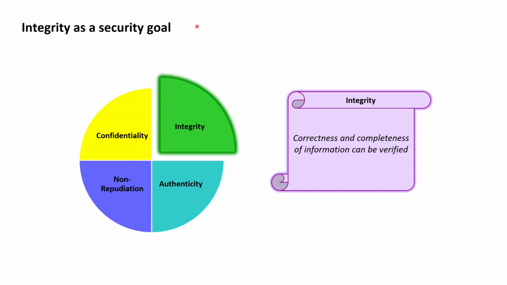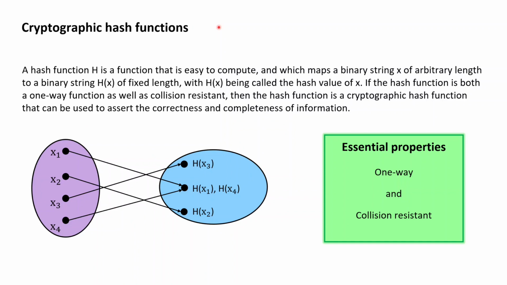The primary primitive with which cryptography can serve integrity-related purposes are cryptographic hash functions. Taking first a quick step back, a hash function is, as the name indicates, a function mapping elements of a certain input domain to elements of a certain output domain of hash values. In the example drawn on the slide, the hash function h maps the element x1 to the hash value h of x1 and maps x2 to the hash value h of x2.